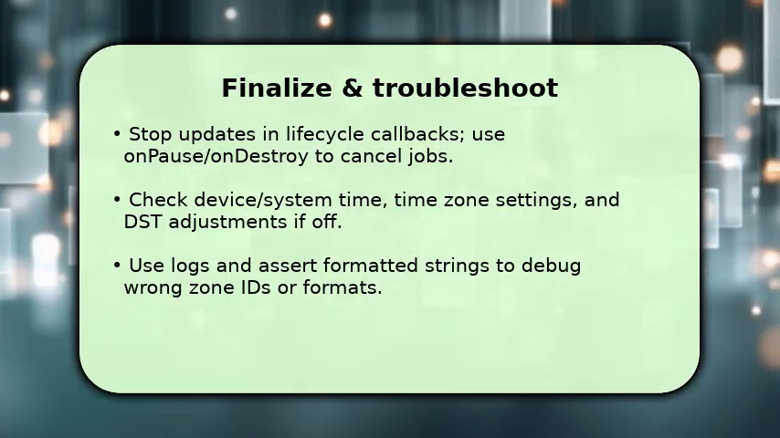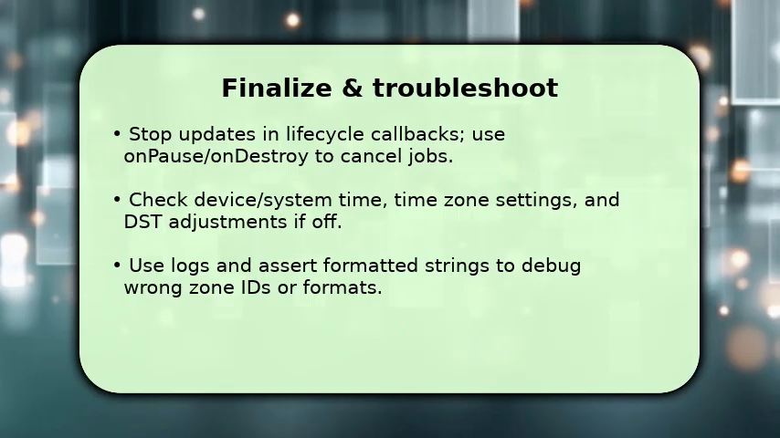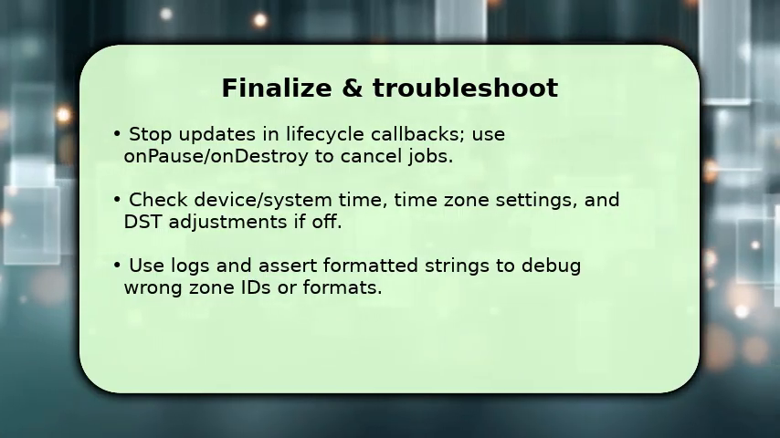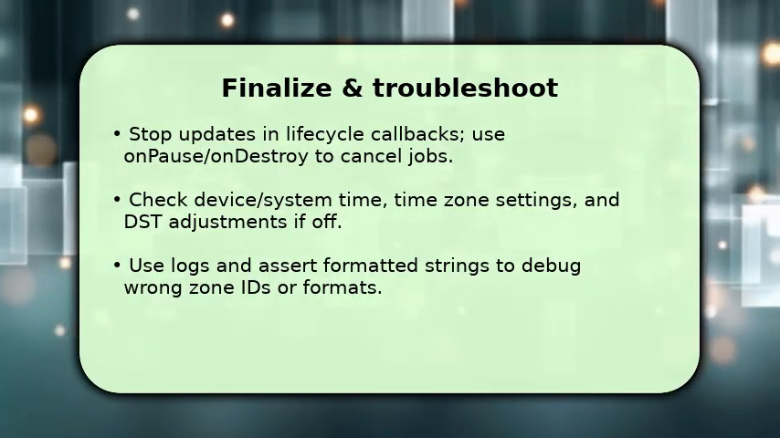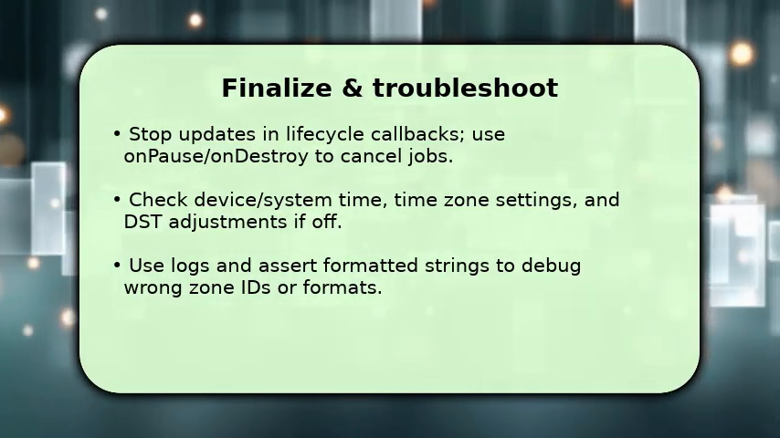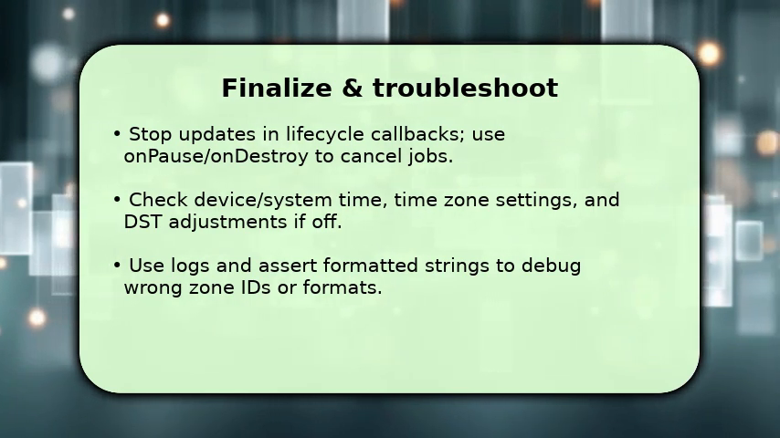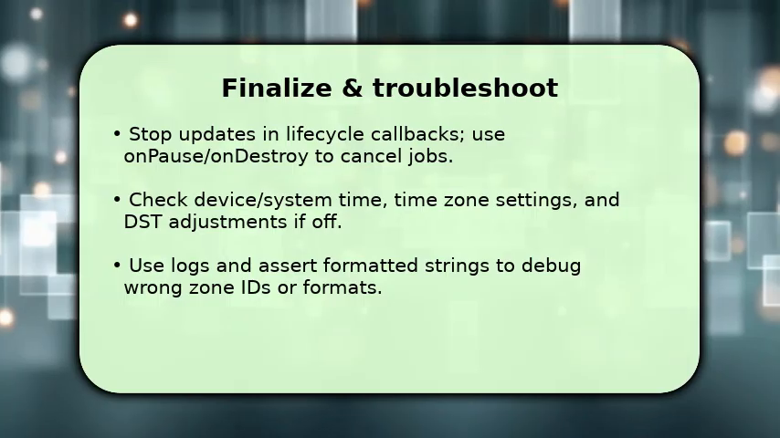If times are wrong, inspect the zone ID strings, device time, and DST rules. If you still see drift, switch to SystemClock.elapsedRealtime for interval accuracy, and log each tick to narrow down scheduling or formatting errors.